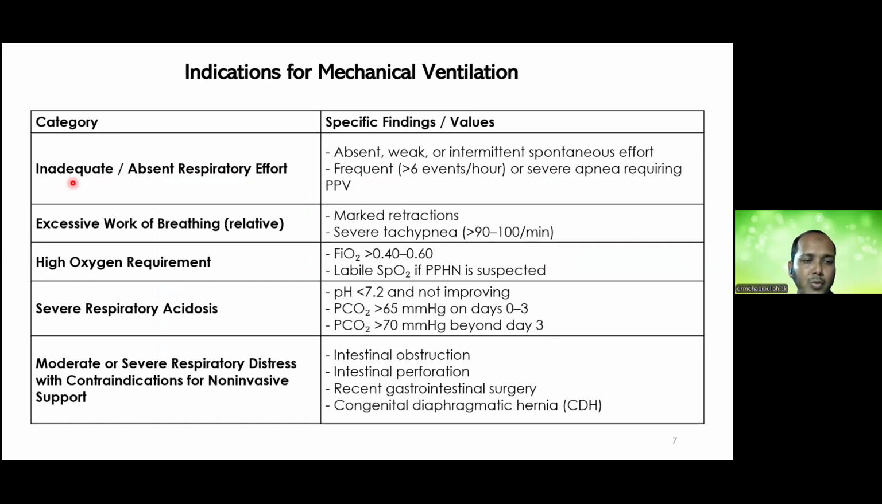First, if the baby has inadequate or absent respiratory effort, like weak or intermittent effort, or frequent apnea, that is more than 6 events per hour, or severe apnea that requires positive pressure ventilation. In that scenario, you may intubate the baby. If the work of breathing is very high, like marked retraction or severe tachypnea, that is a rate of more than 90, you can also intubate the baby. If the oxygen requirement is very high, around more than 40 to 60%, or if the baby has labile SpO2, or if you suspect PPHN, in that scenario you also intubate the baby.